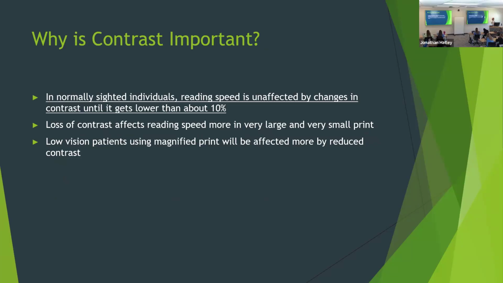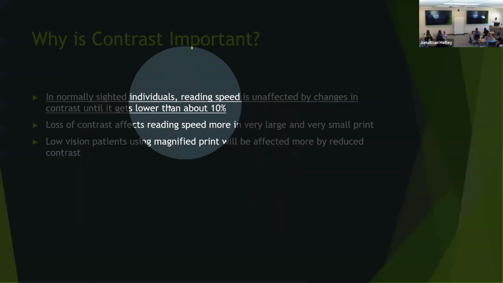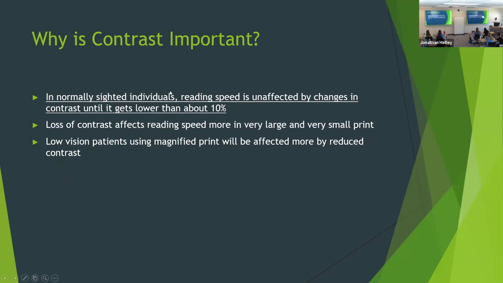So I've talked about this a little bit. Contrast is important, etc. One thing to note is that if you have a normally sighted individual and you start varying contrast, it doesn't seem to affect their reading speed until contrast gets below about 10%. So even in a normally sighted patient, contrast is important. And if the contrast gets too low, then it makes their reading speed go down.